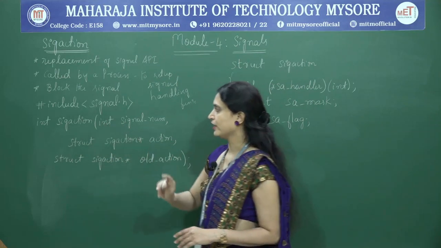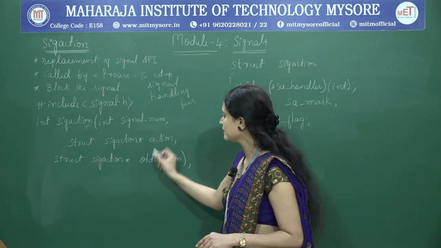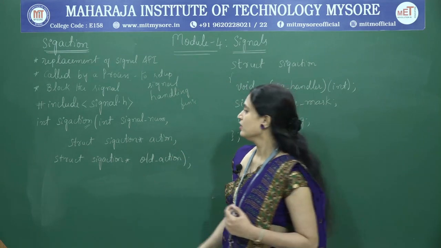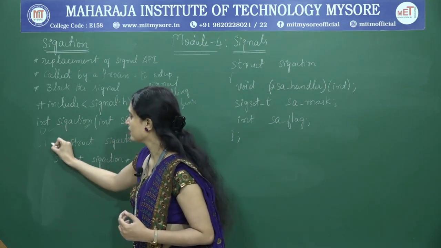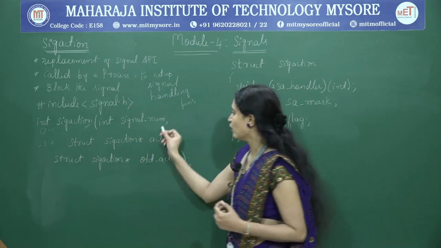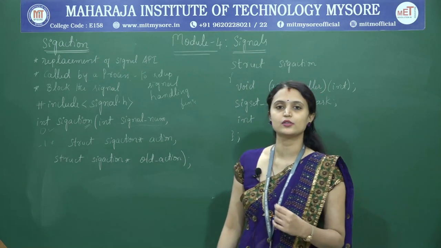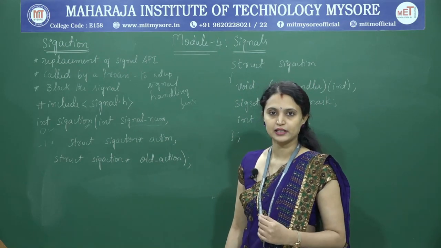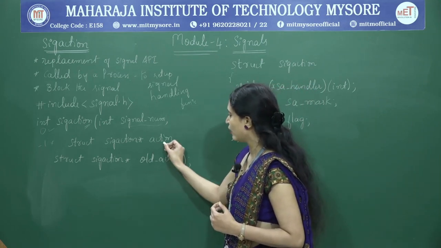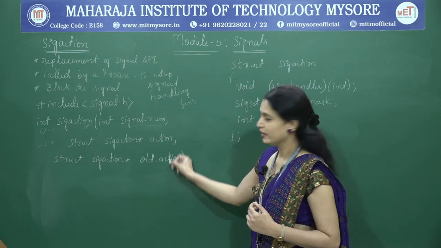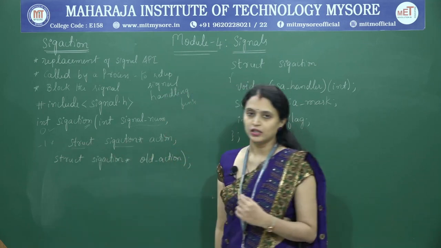The prototype is like this. It includes signal.h and then the name of the API is SIGAction. It has 3 arguments and the return type is integer. If this is executed successfully, it returns 0, otherwise -1, okay. Out of these arguments, the first one is signal_num. We already know that signal_num is an integer flag representing the signals, okay. And the second and third arguments, action and old action, both of these arguments are of type struct sigaction.